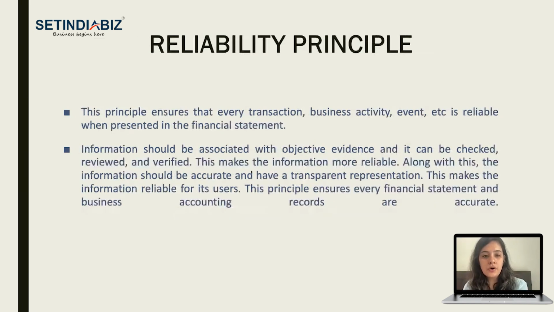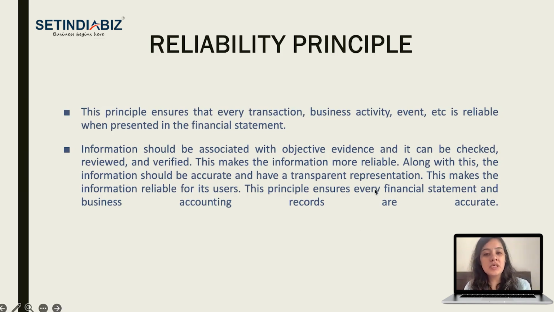This principle ensures that every transaction, business activity, event, etc. is reliable when presented in the financial statement, right? So all those transactions which are reliable and relevant, means irrelevant transactions do not have place in the accounts. Reliable means those which have a particular source of evidence. Like for example, I'm purchasing certain raw materials from my supplier. I'm having the receipt that I have made the payment to the supplier. So that has a particular evidence. That purchase entry has a particular evidence. I will have my purchase order also. So those transactions which can be verified with the proof of evidence, those are reliable and relevant.